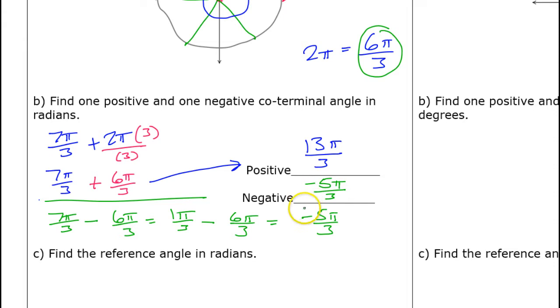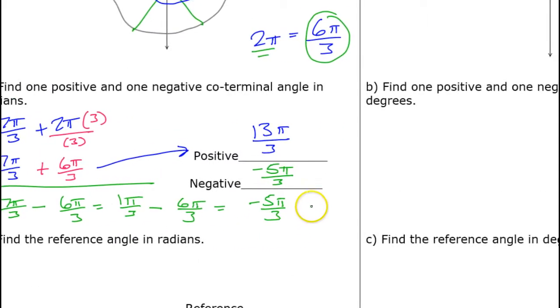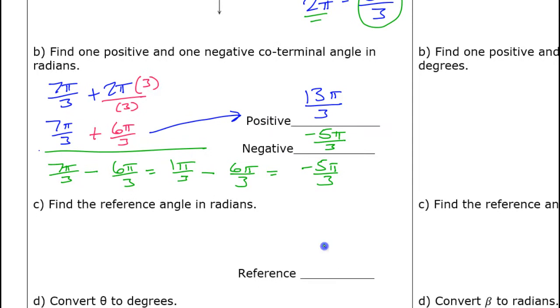So there's my positive and my negative coterminal angles. In short, if you want to get positive coterminal angles, add 2 pi, and you'll have to modify it to have like denominators. If you want a negative coterminal angle, subtract 2 pi, and sometimes you'll have to do it more than once until you get a negative answer. Now, as far as the reference angle, we've already found that the reference angle is pi over 3.